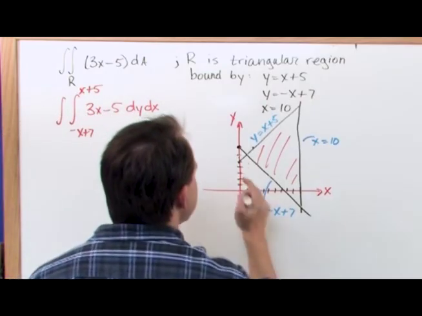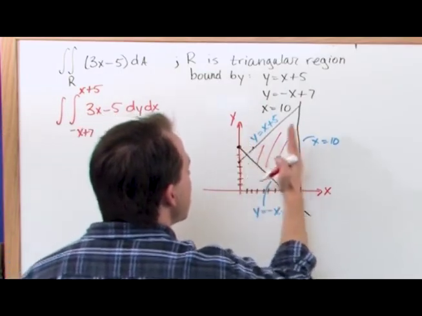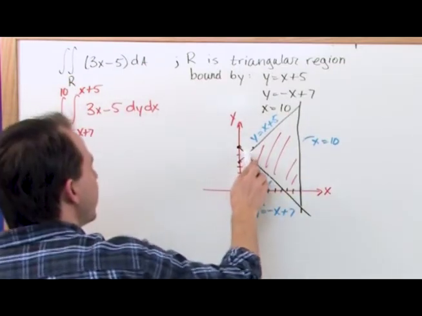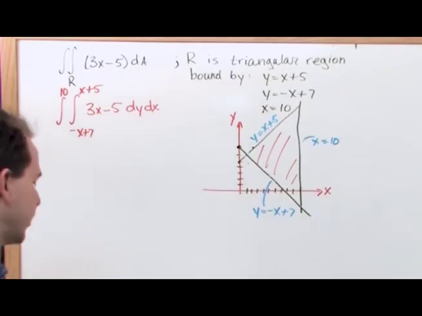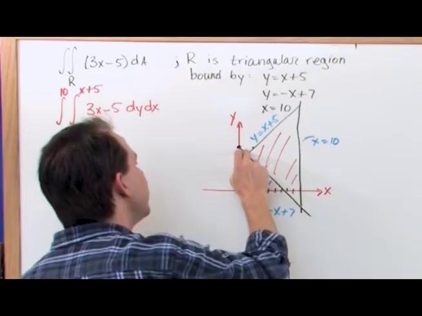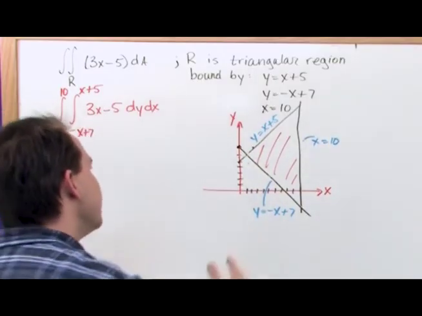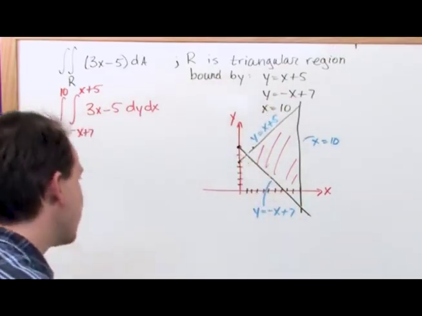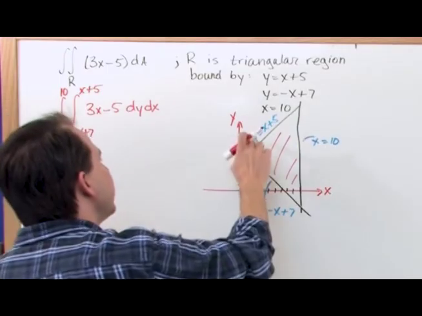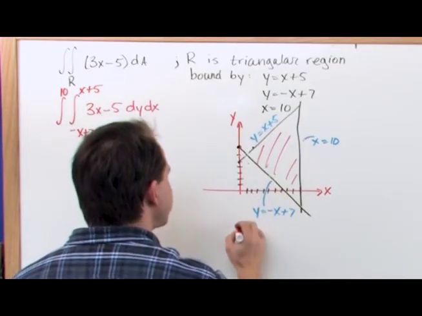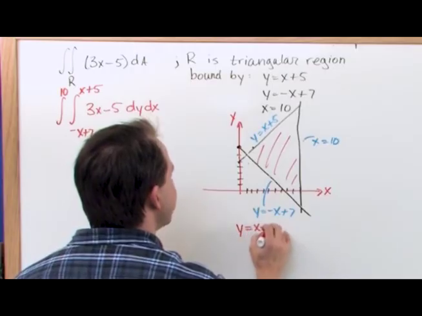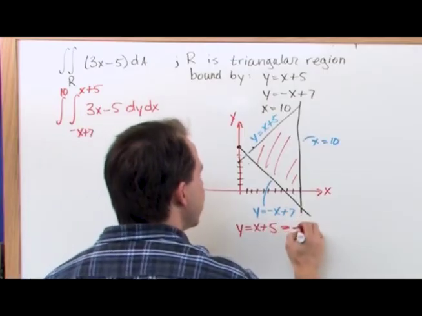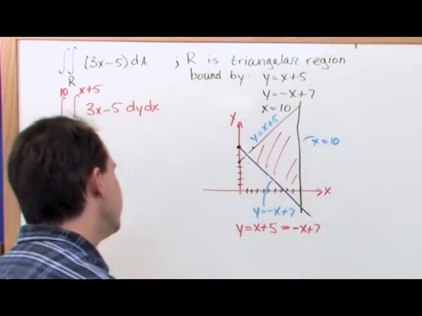Now what about along x? You see this guy intersects here. I know I'm going to end up over here at x is equal to 10, so I can integrate up to 10. But what about this point? Now I've graphed it, so it kind of looks like I can read it off the graph. But what I need to do is find this intersection point, because I'm integrating over the area bounded by this region. So how do I find that? The intersection of these two lines: y is equal to x plus 5 is equal to y is equal to negative x plus 7.